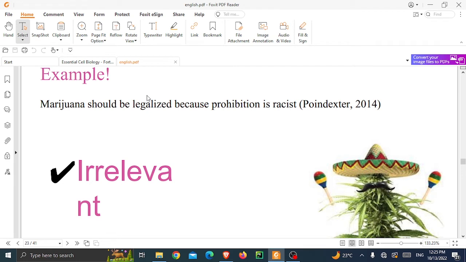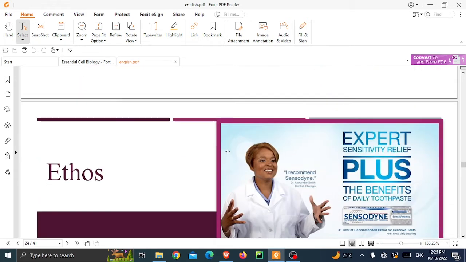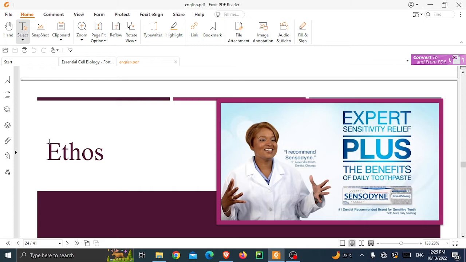And we have, of course, the last funny example, and of course it's about marijuana. Marijuana should be legalized because its prohibition is racist, because they think marijuana is a plant that comes from a certain place, so it has a certain nationality. That is extremely irrelevant. And we move on to the next one, which is the ethos.